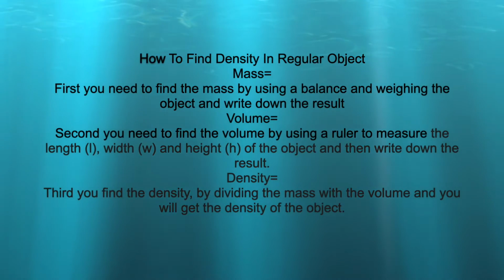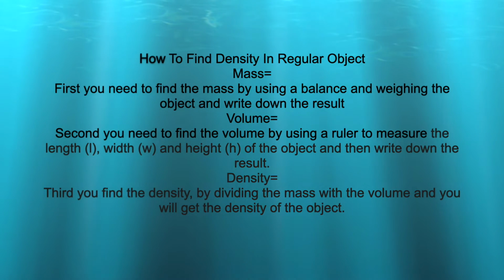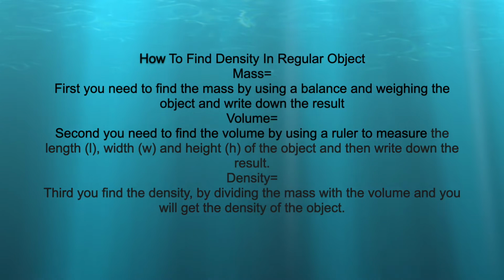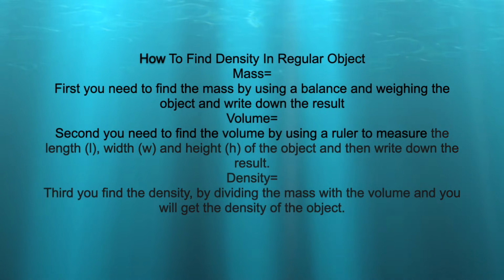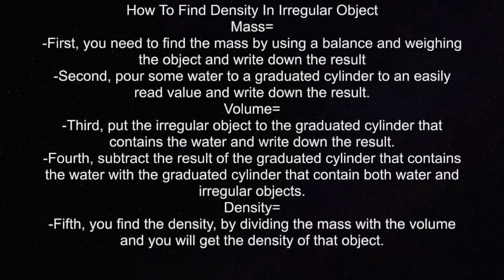How to find density in a regular object? First, you need to find the mass by using a balance and weighing the object, and write down the result. Second, you need to find the volume by using a ruler to measure the length, width, and height of the object, and then write down the result. Third, you find the density by dividing the mass by the volume, and you will get the density of the object.